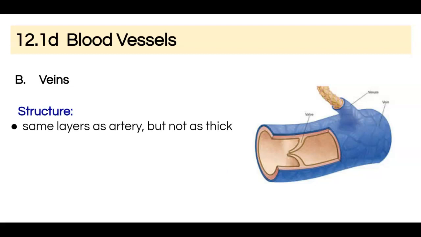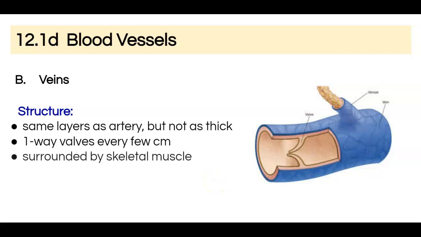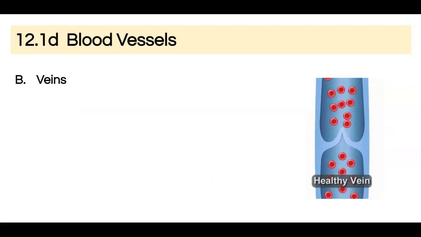It's going to have the same layers of the artery, not as thick, but they do have these one-way valves every few centimeters, and those serve a very important function. They're surrounded by a muscle, but it's not as thick as what we see in the artery. So now, let's talk a little bit more about those pieces.